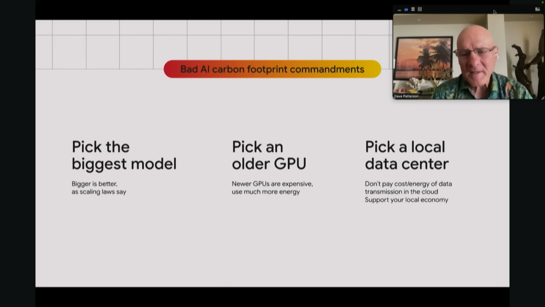So pick the biggest model you can. You know, OpenAI said scaling laws work, so bigger is better. The newer GPUs use a lot more power, so use an old one. It's cheaper and less energy, and just use the nearest data center to you. You don't want to have to ship the bits all across the country.